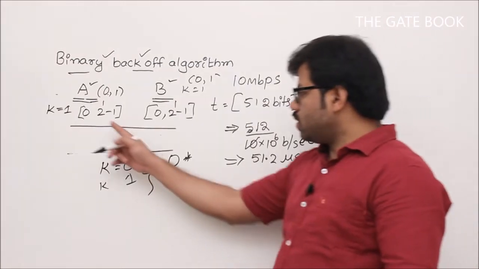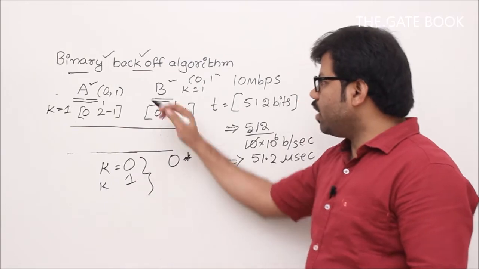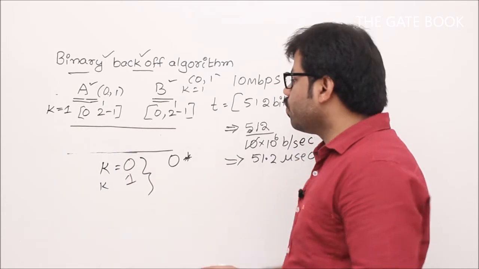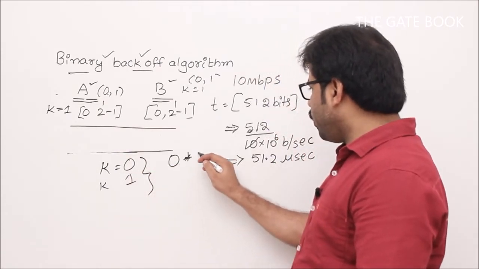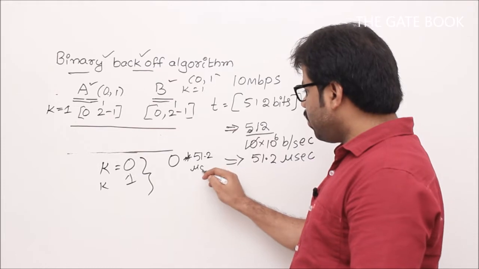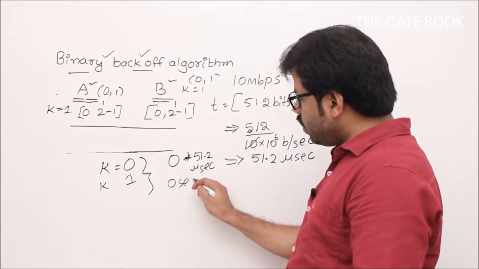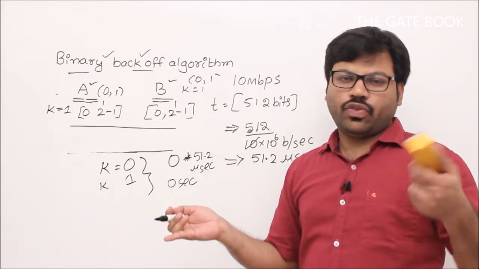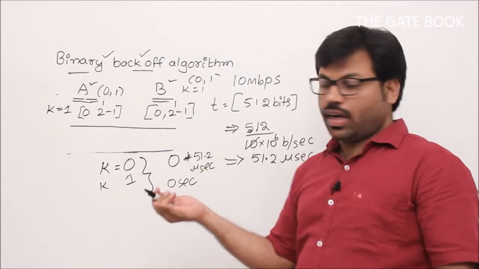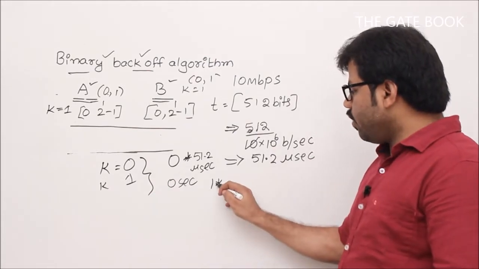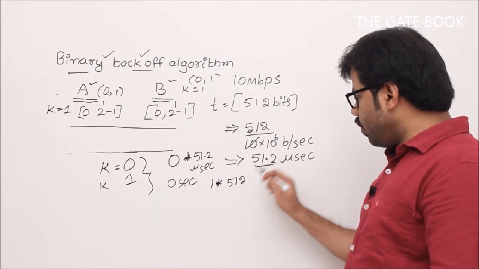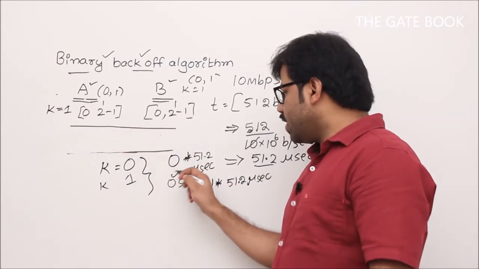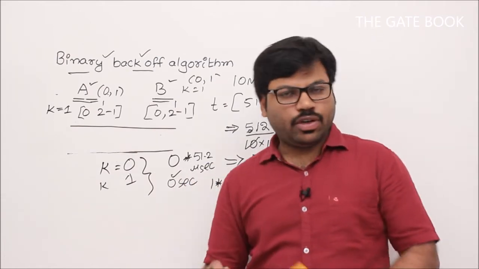Just remember it. So station A is going to generate either 0 or 1. Similarly, station B is also going to generate 0 or 1, right? Now assume that, let's say, A got 0. If A gets 0, then 0 into 51.2 microseconds, that means A is going to wait for 0 seconds. What if B gets 1? Because it is going to generate a random number between 0 and 1, with 50% probability it might get 1, right? At that time, it is going to wait exactly 1 into the random amount of time, which is 51.2 microseconds. So A is going to immediately send and B is going to send after 51.2 microseconds.